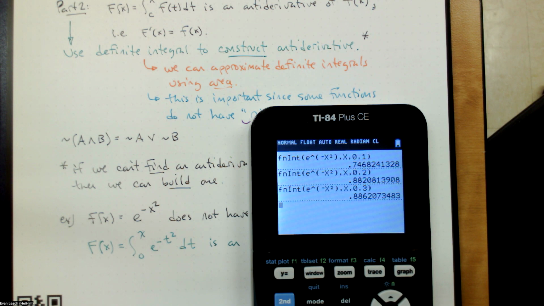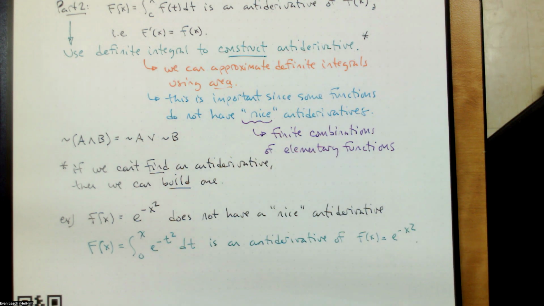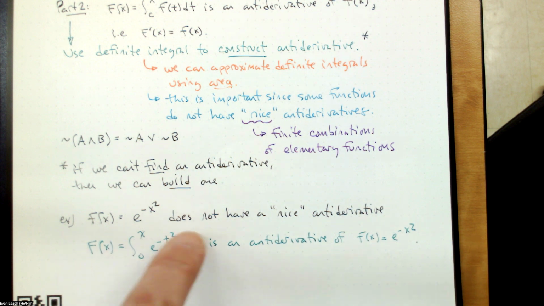Anyway, feels like a trick. So this is the second part of the fundamental theorem of calculus. We can use a definite integral to construct an antiderivative. Right now, we're only at the beginning of our antiderivative journey. Sometimes we will not be able to find an antiderivative, but we can always build one if we can't find one. Any questions?